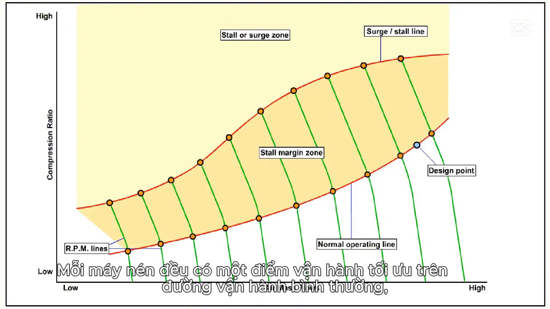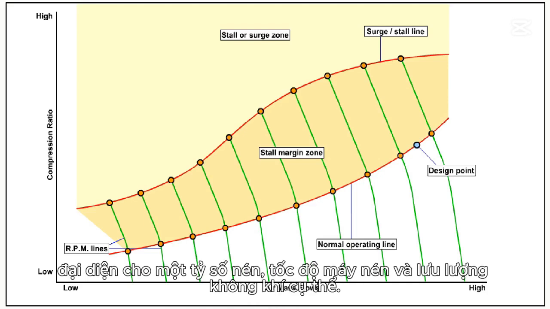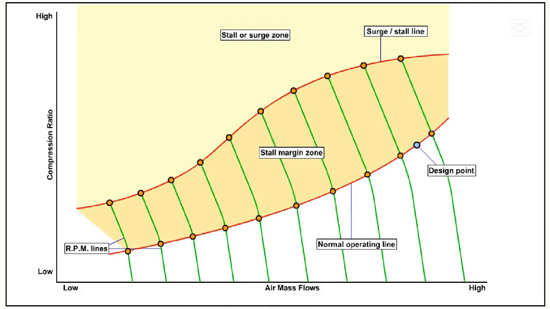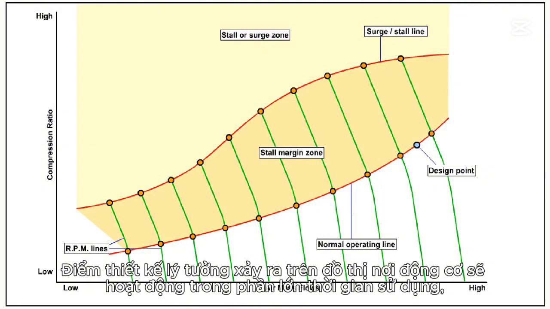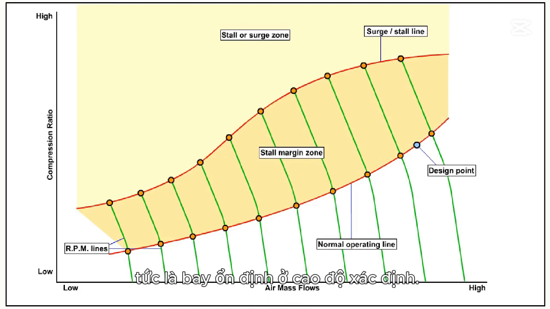Every compressor has an optimum operating point on the normal operating line, which represents just one particular compression ratio, compressor speed, and air mass flow. The optimum point is called the design point. Ideally, the design point occurs on the graph where the engine will spend most of its service life, that is, at cruising speed at altitude.